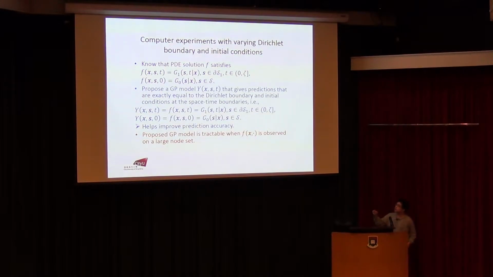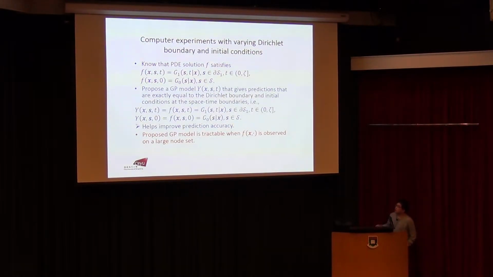So to summarize, we know that the PDE solution, okay, F, satisfies these two equations. So F is equal to the differential boundary condition G1 at the boundary ∂S1, and F is equal to the initial condition G0, okay, at time 0. So existing surrogates for computer experiments often treat this simulator as a black box, okay.